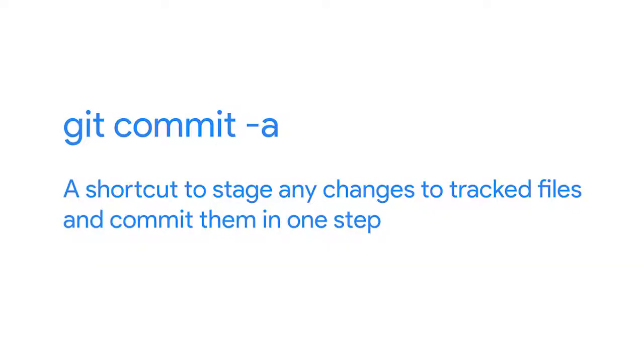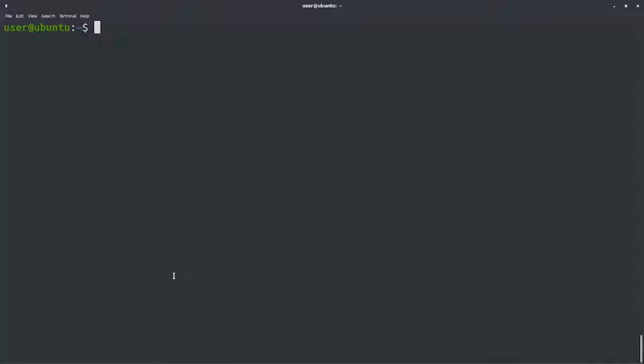Git commit -a doesn't work on new files because those are untracked. Instead, git commit -a is a shortcut to stage any changes to tracked files and commit them in one step. If the modified file has never been committed to the repo, we'll still need to use git add to track it first.